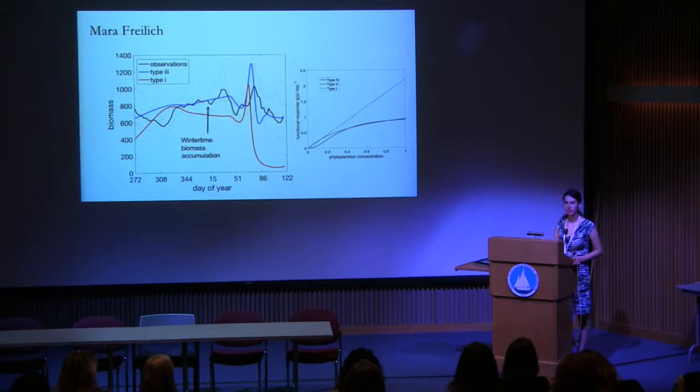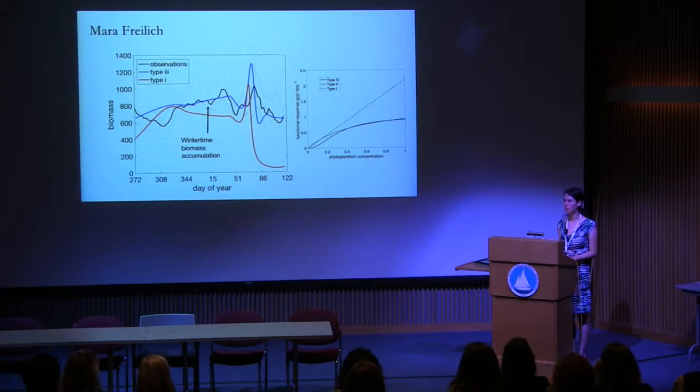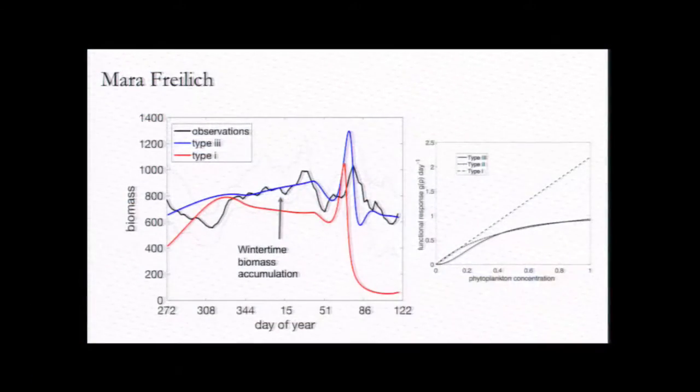Hi, I'm Mara Freilich. I'm a PhD student in the MIT-WHOI Joint Program. I study biophysical interactions and some mesoscale dynamics. But the project that I'm talking about here is a simple bulk mixed layer model, trying to come up with a minimal model for wintertime biomass accumulation in the North Atlantic.